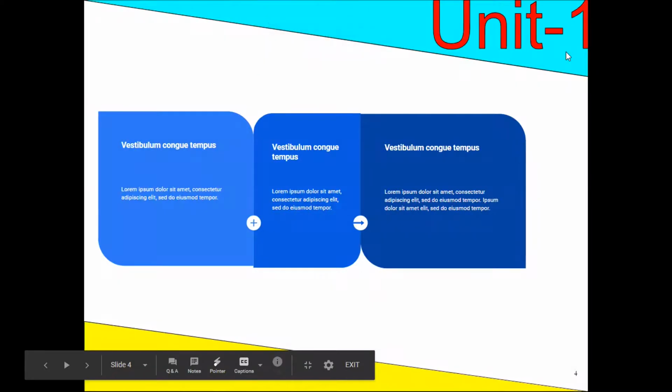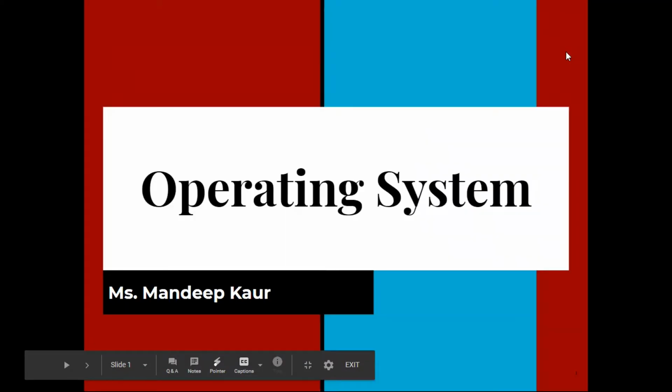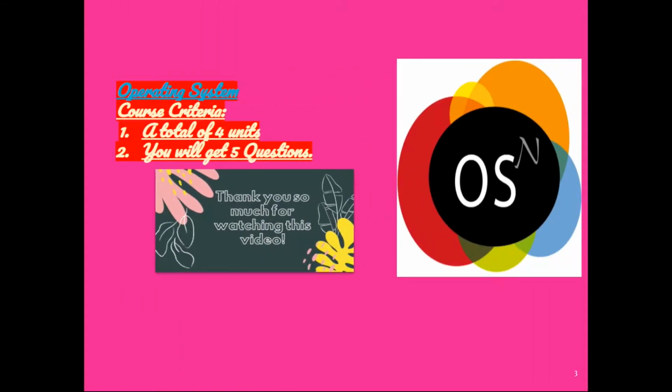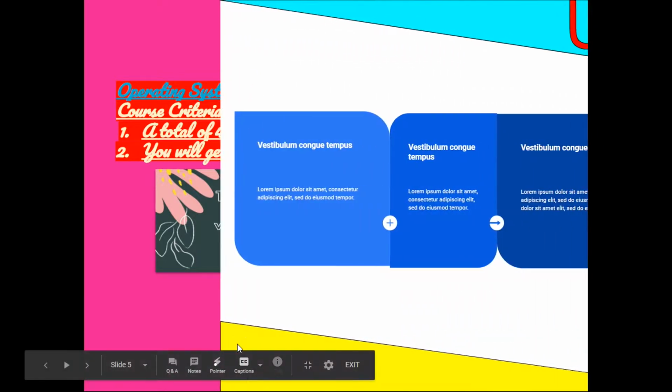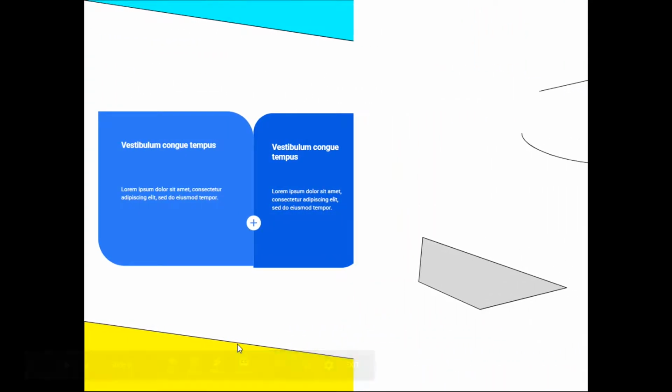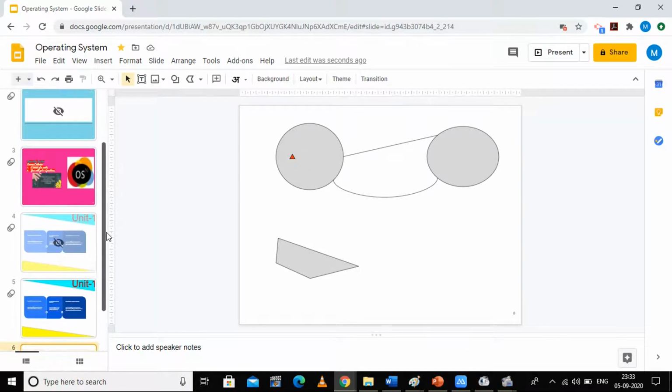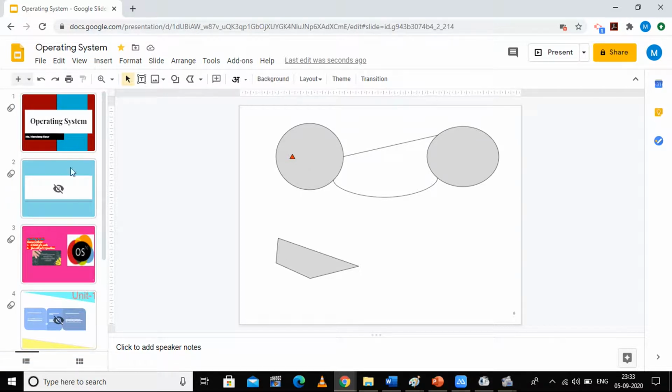Fine. Now if I go to the present part, this is my presentation. It will load in just two seconds. Okay, this is my presentation. Operating system, course criteria. I have given some of this. You can have the video, unit 1, and then this is the video. This is the last slide. Fine. Now if I come back, I have left 2 slides as a skip slide, so that will not be included into the present part.